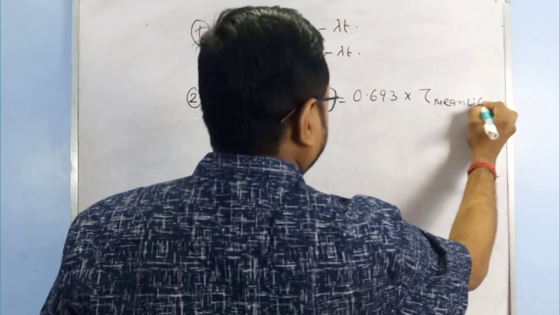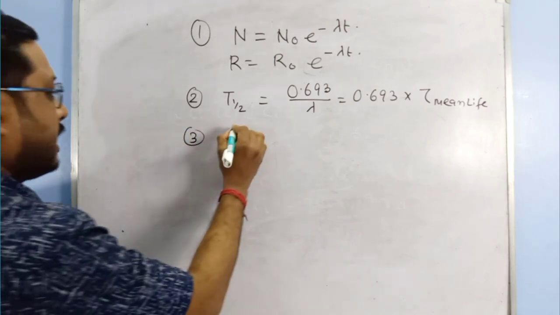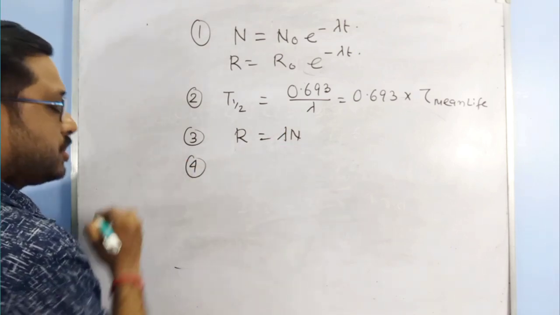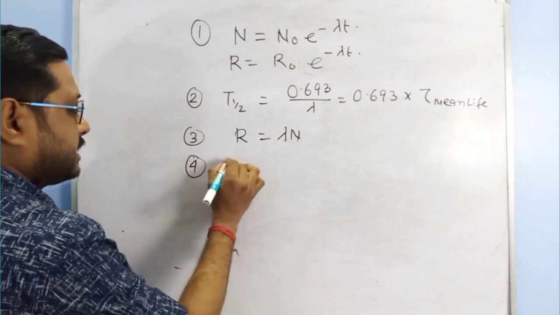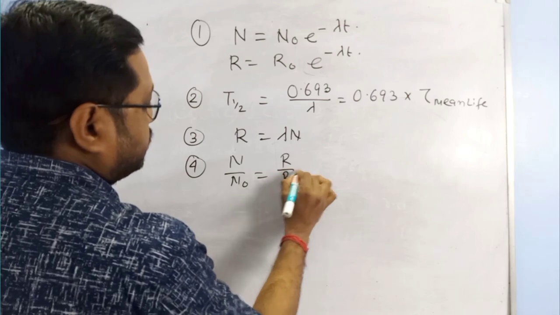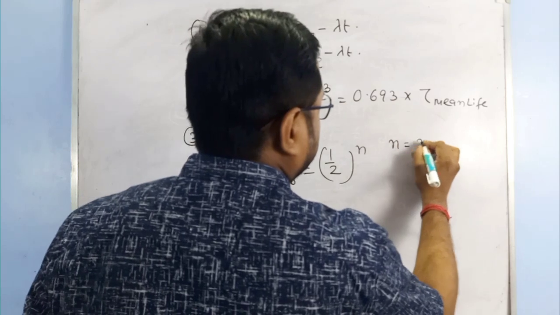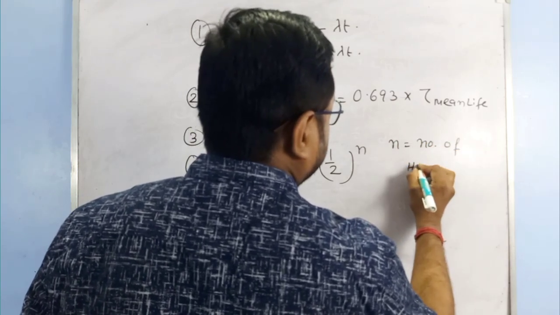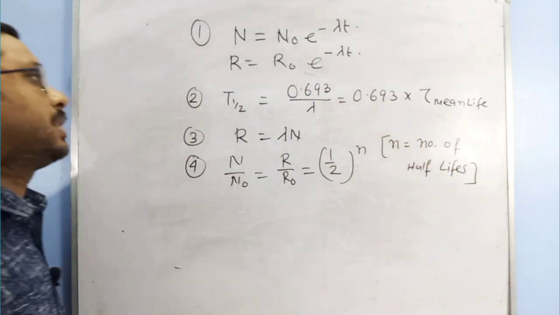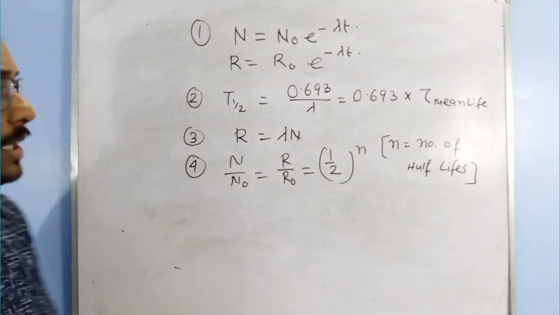The mean life or average. Number 3 is, as we go, that R equal to lambda N. And number 4 is most important to doing mathematical examples, that is N by N0 is equal to R by R0 equal to half to the power n, where n is number of half lives. So, this was the best mathematical relation to doing numerical examples.